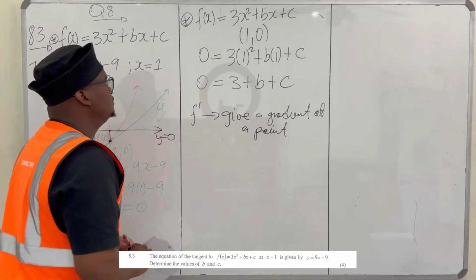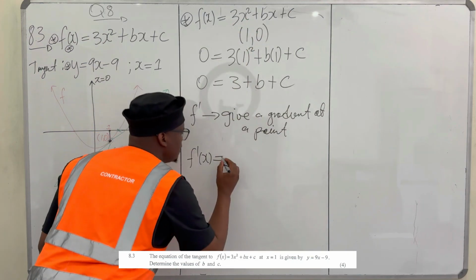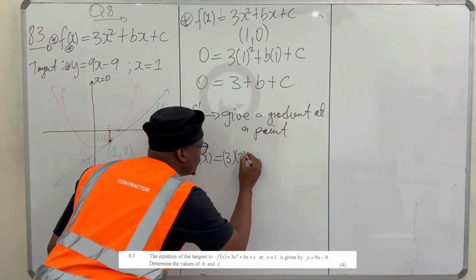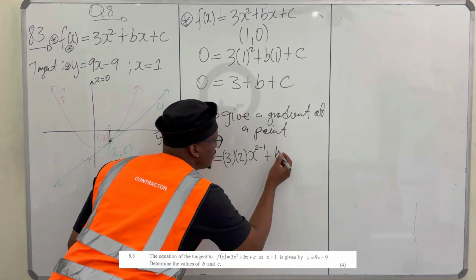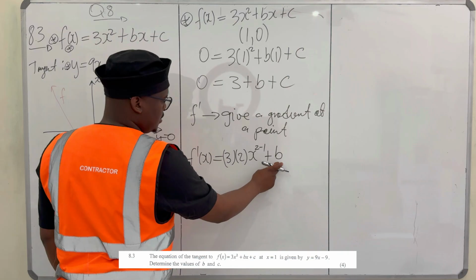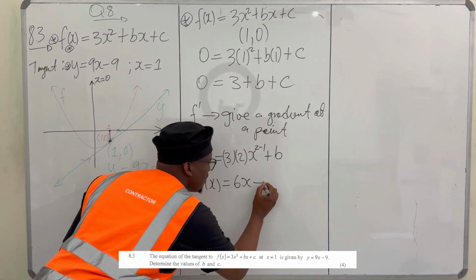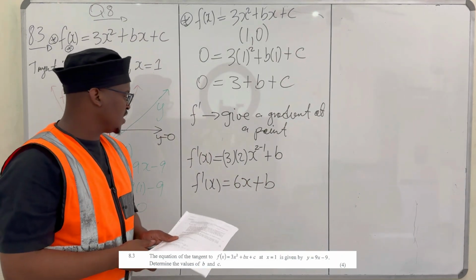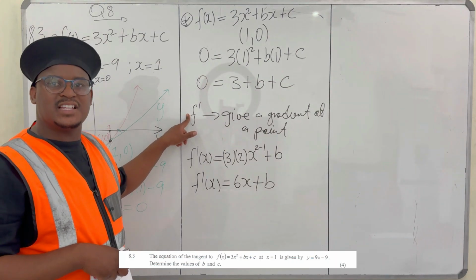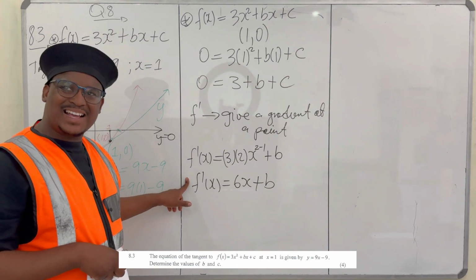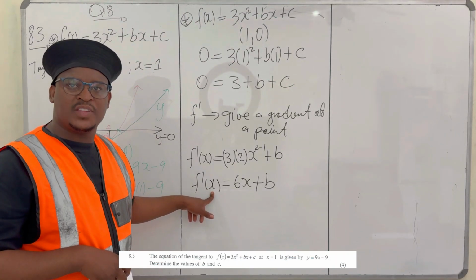If you derive that, you get f prime at x is equal to what? 2 times 3, so you have 3 times 2x, on that x squared minus 1, plus b, because it would be 1 times whatever, so it's b. So f prime at x is equal to 6x plus b. I said that a derivative of a function gives you a gradient at a point, so f prime at x gives us a gradient at point x, right?